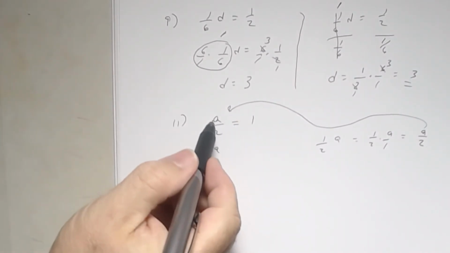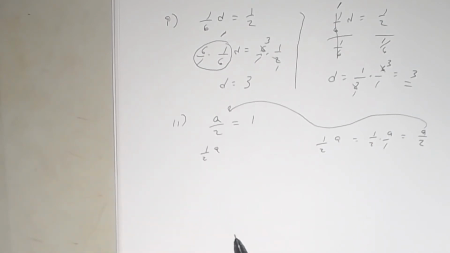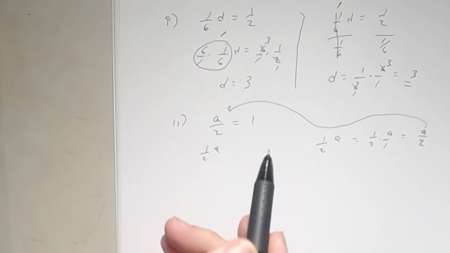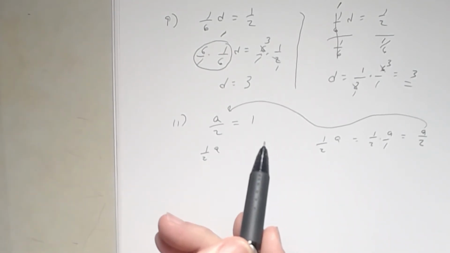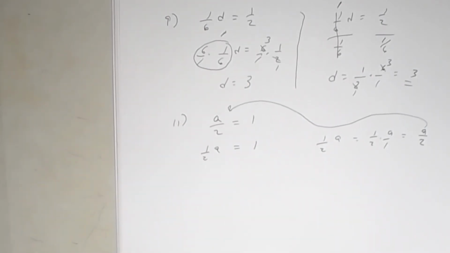So this is really 1 divided by what? 2. 1 divided by 2. So the coefficient is not 1. The coefficient of A is not 1. The coefficient of A is what? 1/2. That's a coefficient. So get 1/2 A equals 1. And now you can go from there.